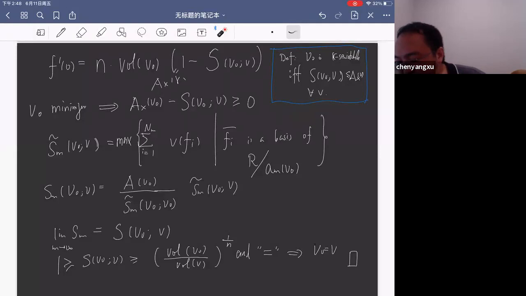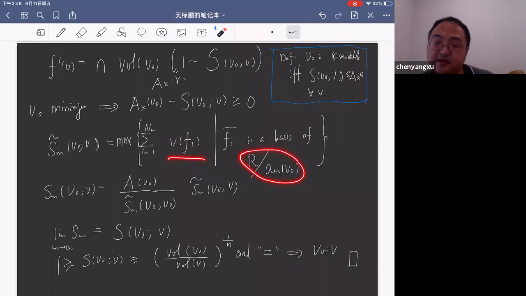So basically we just choose f_i to be a basis of the R-module A_m V0. And then we try to lift this f_i to f_i bar, such that if I take the V of them, it's as large as possible. This is not exactly the same as what I said before; this is more like the local version of that, but spiritually, they're just the same thing. So I try to find the basis such that I can find the lifting such that V of f is as large as possible. And then I define this to be S_m.